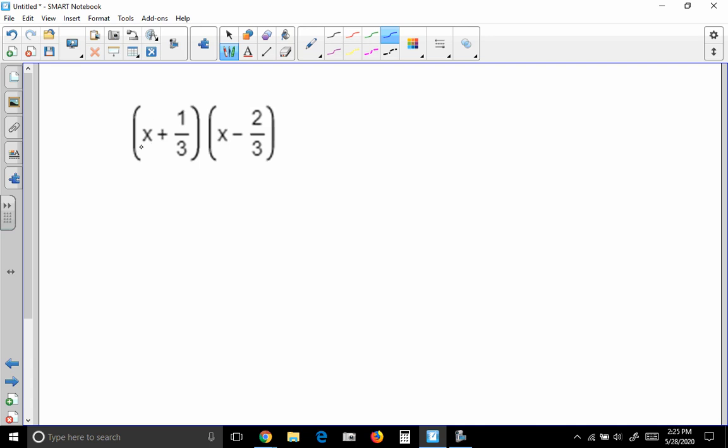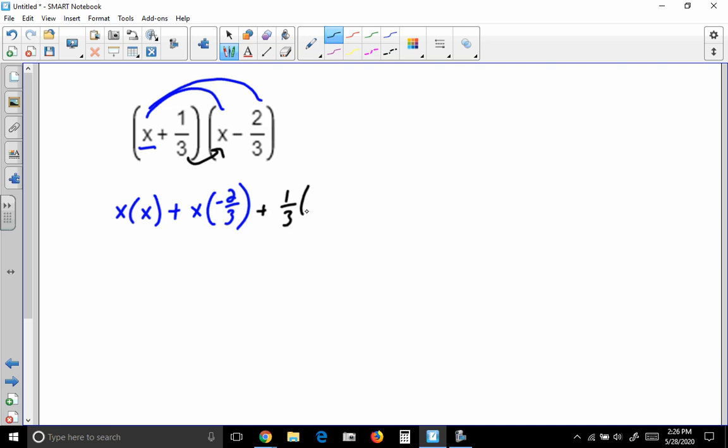So we're going to take the x and we're going to distribute it to both pieces in the second parenthesis. So we're going to do x times x, and we're going to do x times negative 2/3. Then we're going to do 1/3 times x, and we're going to do 1/3 times negative 2/3.